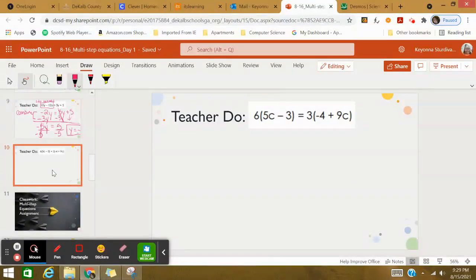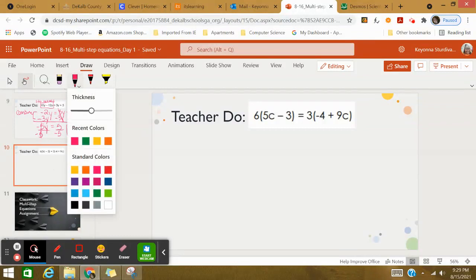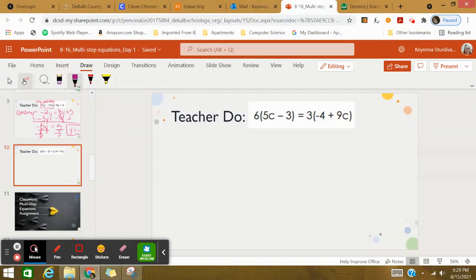I have 6 on the outside of my parentheses, and then it's times 5c minus 3. On the right side of my equation, I have 3 on the outside of my parentheses, and then it's negative 4 plus 9c. So remember, step 1 says that you are going to use the distributive property, which means that I'm going to multiply. Let's go to blue this time. I'm going to multiply each number on the outside of my parentheses to each piece inside using the distributive property. Okay, so I'm doing 6 times 5, which will give me 30.